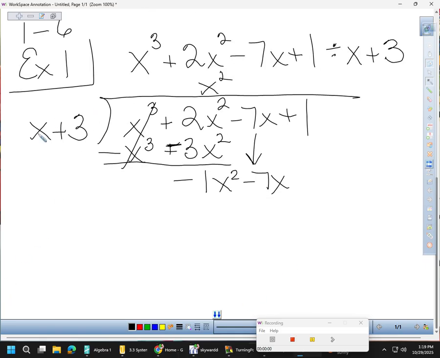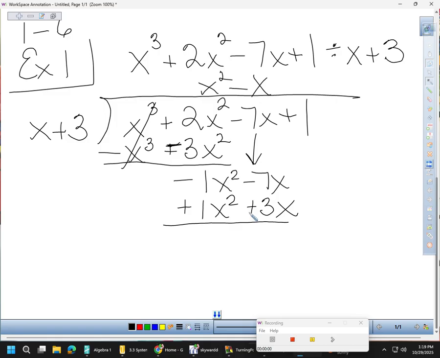What times x will give me a negative 1x squared? Negative 1x, or negative x. Negative x times x is negative 1x squared. Negative x times 3 is negative 3x. Are we clear? We're good? We're going to draw our line, and now we're going to change our signs because we're subtracting.